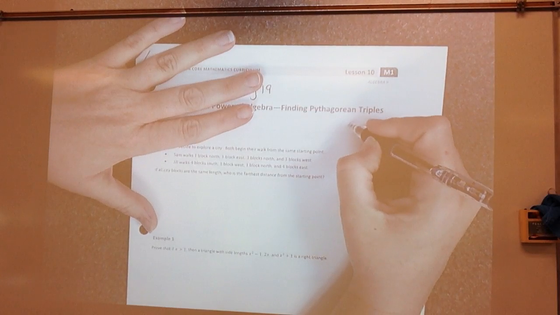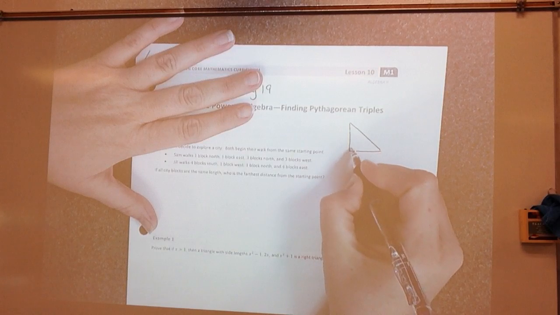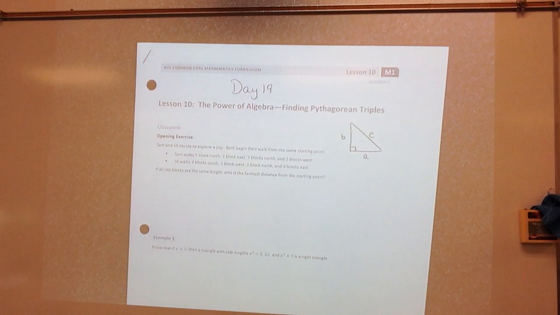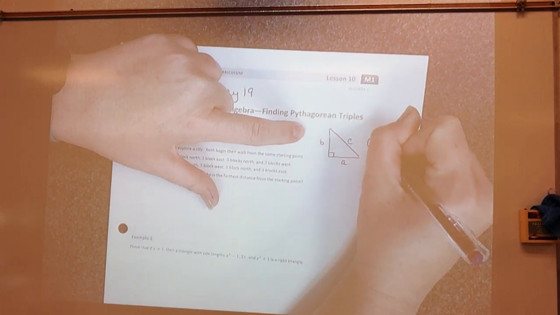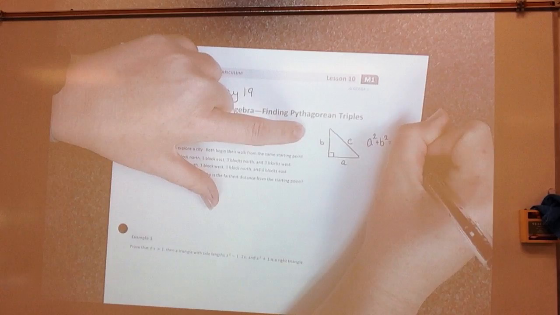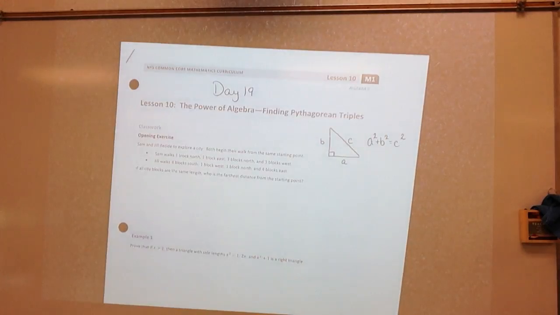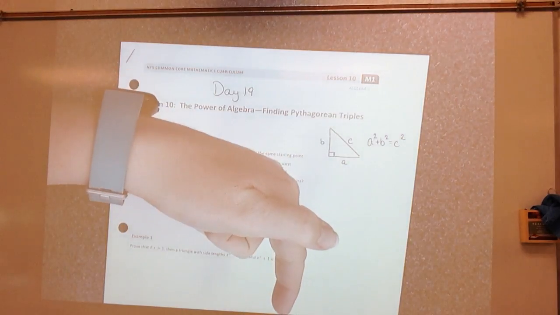Guys, the Pythagorean theorem deals with a right triangle with sides A, B, C. You can use the Pythagorean theorem to find the missing side of a right triangle. The Pythagorean theorem is a squared plus b squared is equal to c squared. A and b can be switched, but c is always going to be across from your right angle. But this is the Pythagorean theorem.